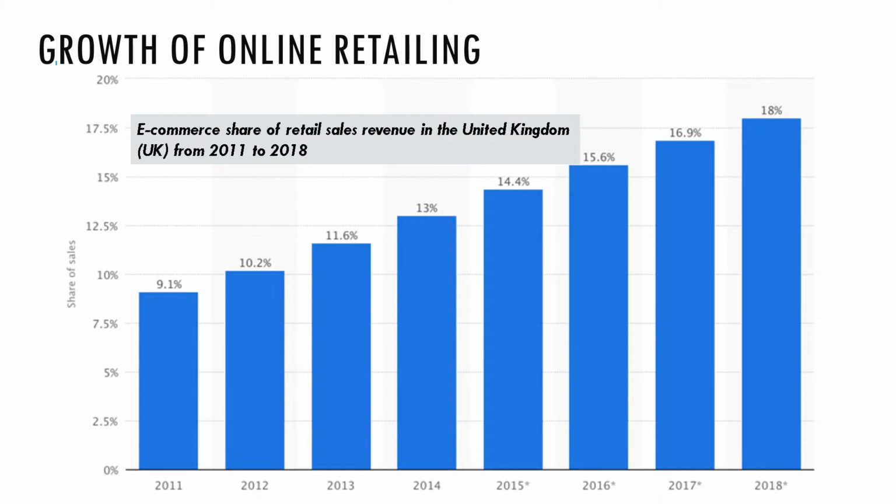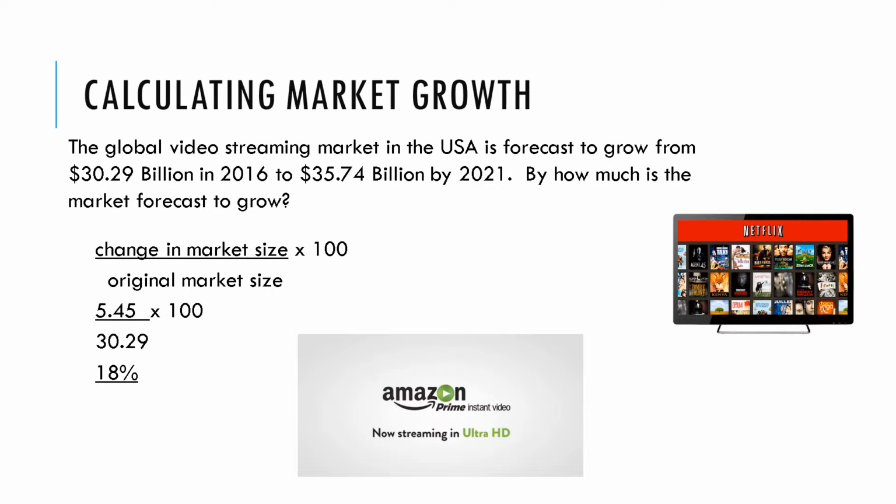So one of the biggest changes to have affected lots of markets in recent years has been because of the growth of online retailing. As you can see from this chart, the percentage of sales that take place online has increased steadily, and that is forecast to continue. By 2018, it's forecast that 18% of retail sales will actually be done online, so it's a very sizable chunk of the market. Anytime that you need to calculate change in market size, or what we call market growth, that's the formula that you need to use.